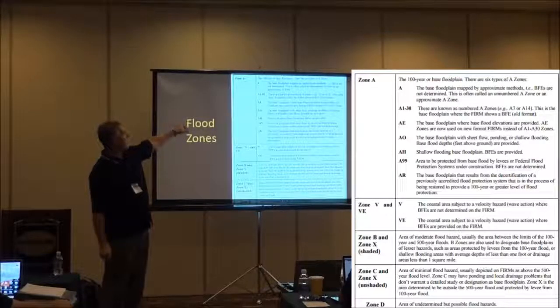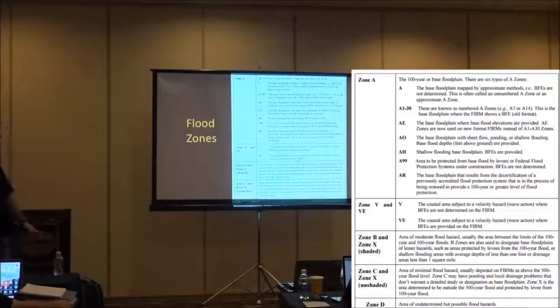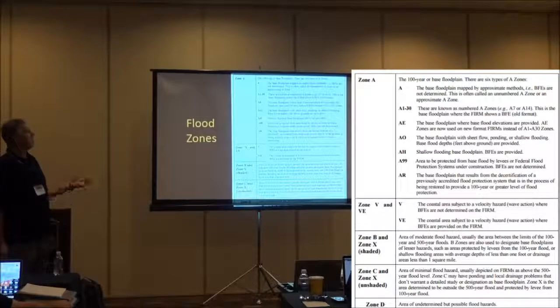Yeah, I'm going to go through these so you get an idea. So let's talk about these. In our Zone A, we have the 100-year base floodplains, 6 types. A is the base floodplain mapped by approximate methods. BFEs are not determined. This is often called an unnumbered A zone or approximate A's. A's 1 through 30 are known as the numbered A zones. This is the base floodplain where the FIRM shows a BFE.